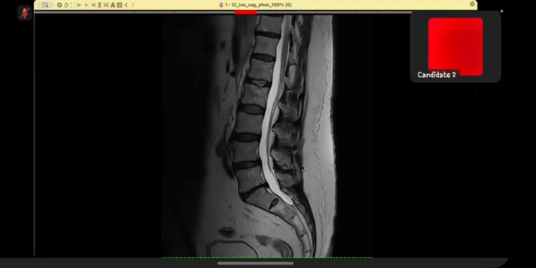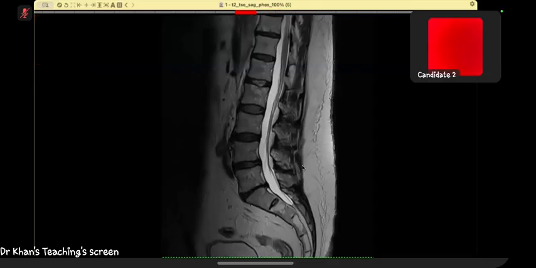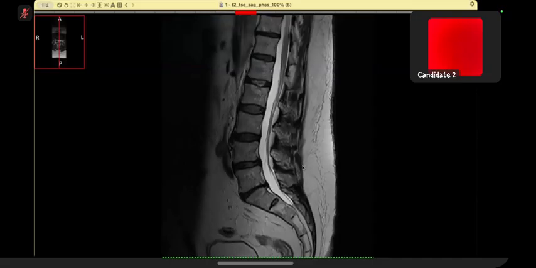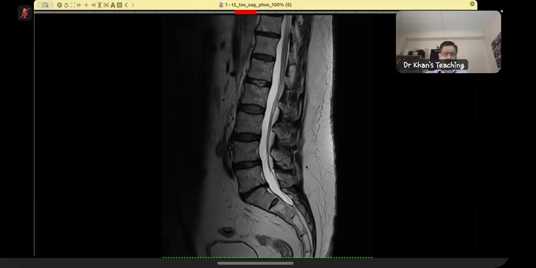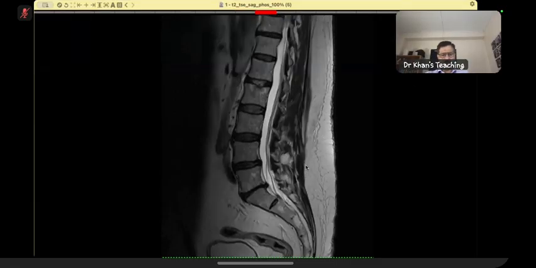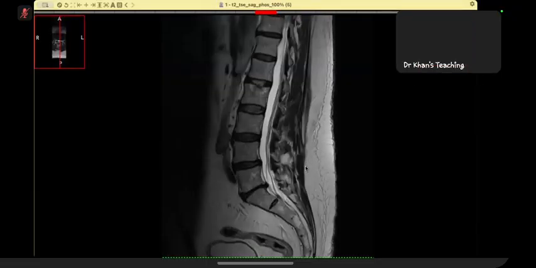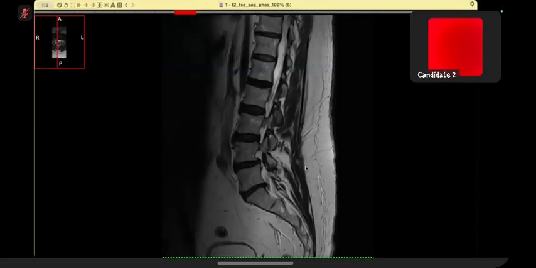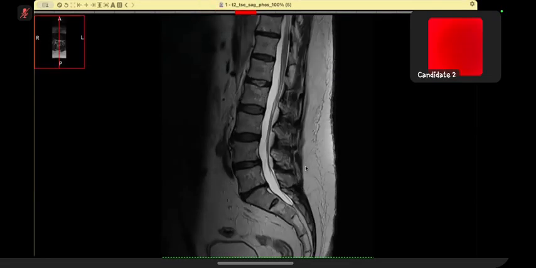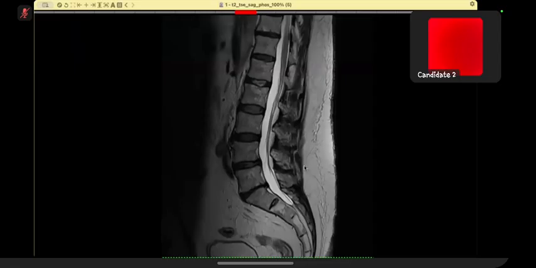I'm not seeing any obvious mass, but there appears to be some thickening of the cauda equina. Don't worry, that's just because of the position. So don't worry about the nerve roots or the cord or the thecal sac. Okay. Anything happening in the vertebral bodies? In the vertebral bodies, I can see there are some degenerative changes with some altered signal intensities.